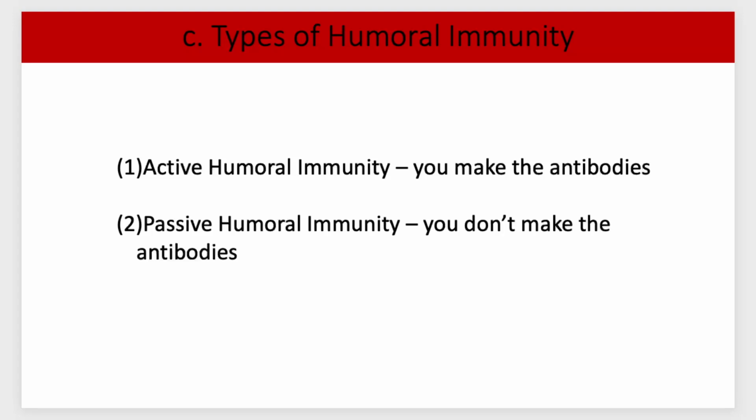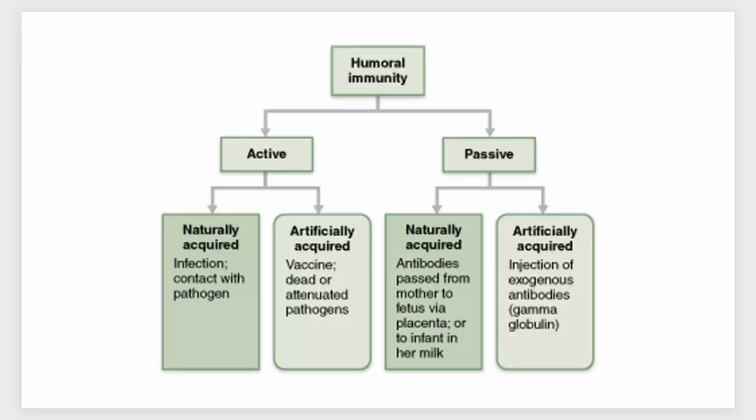We have active humoral immunity and passive humoral immunity. So active would mean you actively made or are making the antibodies. And then passive humoral immunity would be you did not make these antibodies. So here's a cool way to sort of break it down. Let's say humoral immunity at the top.